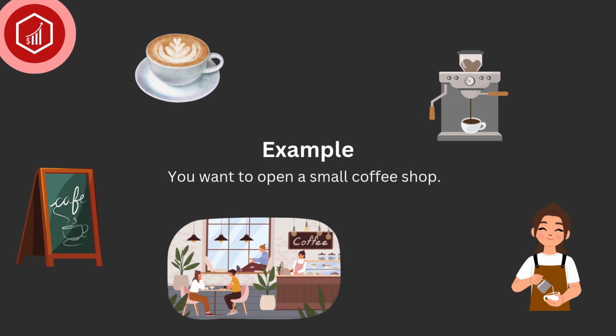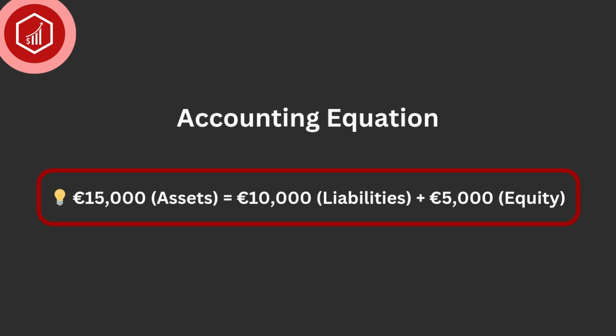We open a coffee shop and get 15,000 worth of stuff: machines, furniture, coffee beans, and cash in the bank. That's our assets, 15,000. But we didn't pay all of that ourselves. We borrowed 10,000 euros from the bank. That is our liability. And we put in 5,000 euros of our own money. That's our equity. So the equation looks like 15,000 of assets equals 10,000 of liabilities plus 5,000 of equity. It's perfectly balanced, just like every business must be.